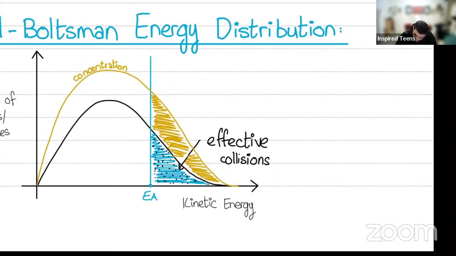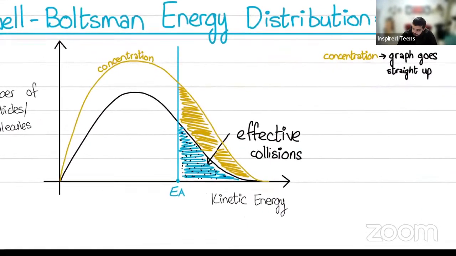So for concentration, I'm just going to write notes here. For concentration, how is the graph affected? This is just so that in the exam you're able to identify it. You can identify it by looking for this: the graph goes straight up to increase it in that way. And then you'll see, for example, with temperature, how is this affected?